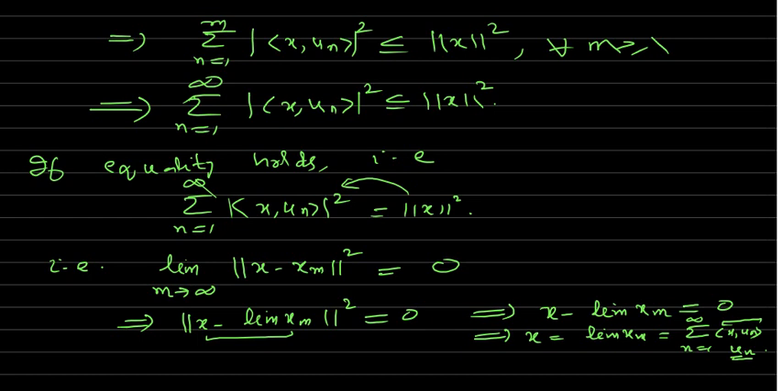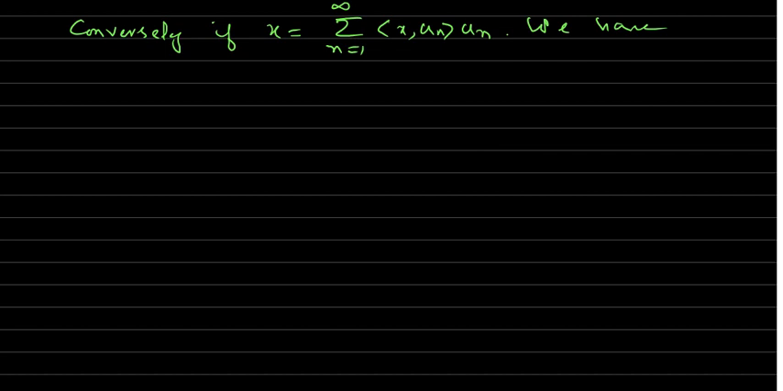So conversely, if x is equal to the series n runs from 1 to infinity inner product x un, okay, we need to prove the equality in the Bessel's inequality. So we have, let's see this norm x square, we need to prove that this norm x square is equal to that sum.